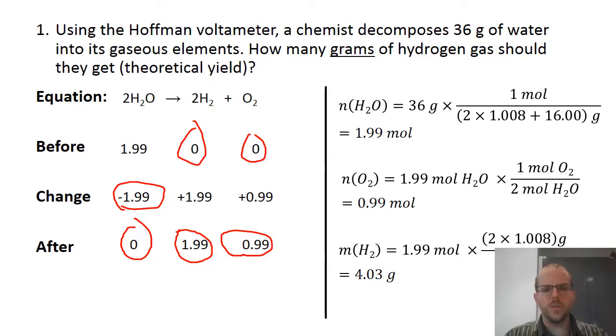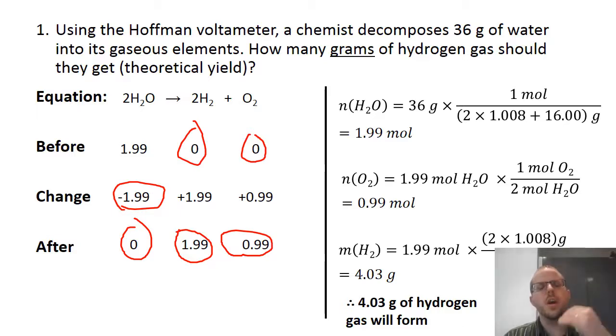So now what I can do is, with this information that I should produce 1.99 moles of hydrogen gas, I can multiply by its molar mass, which is 2 times 1.008 grams for every 1 mole, and get 4.03 grams. Now I've done all the hard work. I have my BCA table, I have my working out space, but I need to sum it up in the end. So I need to make the statement at the end to address the question. Therefore, 4.03 grams of hydrogen gas will form.